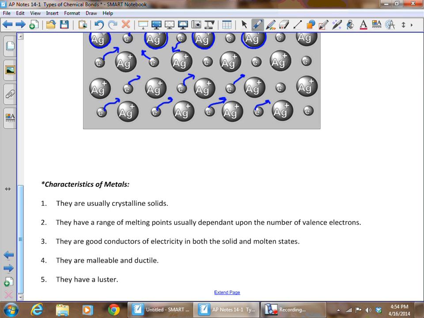But as long as you have that done fairly slowly, you're going to give that piece of metal time to readjust electron-wise, and you're going to be able to stretch it into thin wires, hammer it into sheets, all of that stuff. They're also very shiny.